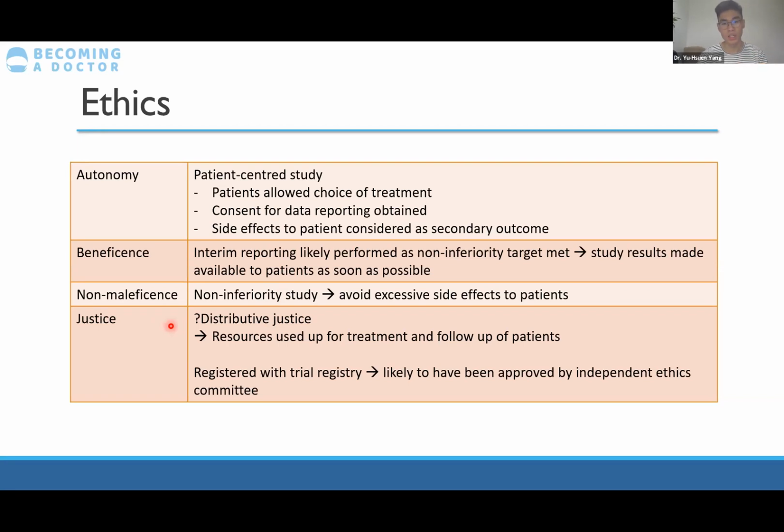In terms of non-maleficence, which is really avoiding harm to patients where you can do. Because it was a non-inferiority study, really, the point of the study was to avoid excessive side effects to patients from extended chemotherapy, especially peripheral neuropathy from oxaliplatin.